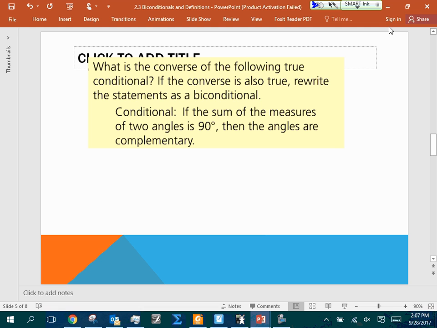What I want you guys to do on this one, just take a minute. You've got a conditional statement there. I want you to write the converse. I want you to determine if it's true or false. And if you have time before we reconvene, I want you to write what you think the biconditional will look like. Take a minute to do that.